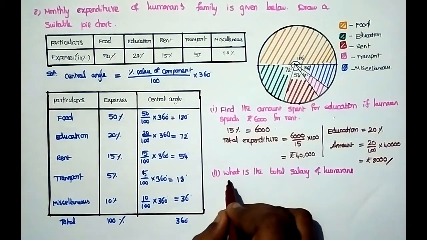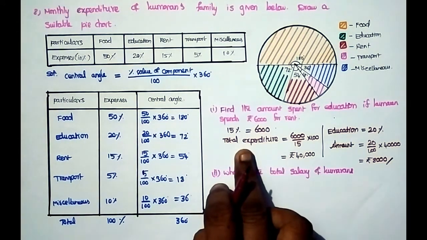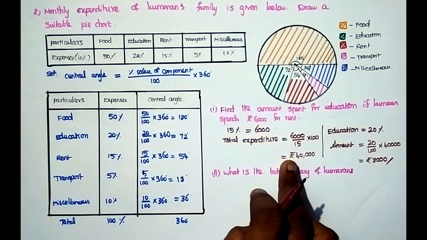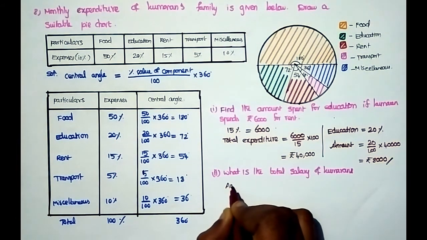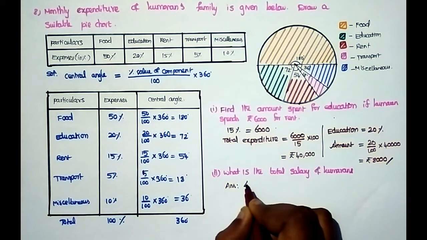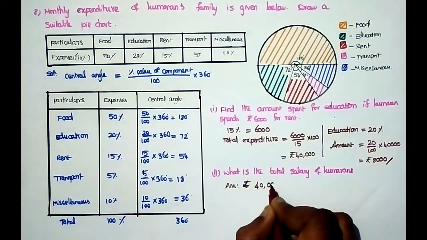Second question, what is the total salary of Kumaran? We find out that total expenditures, that is 40,000. That is the Kumaran salaries, rupees 40,000.